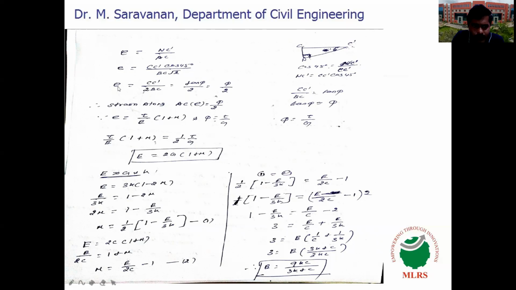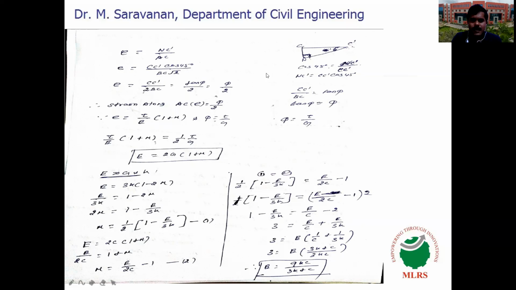So here the strain value is equal to CC dash divided by 2 times BC. Sin 45 is equal to 1 by root 2, cos 45 is equal to 1 by root 2, tan 45 is 1; this is basic mathematical knowledge you know. So here you can substitute 1 by root 2. Root 2 multiplied by root 2 is 2. So CC dash divided by 2 into BC.